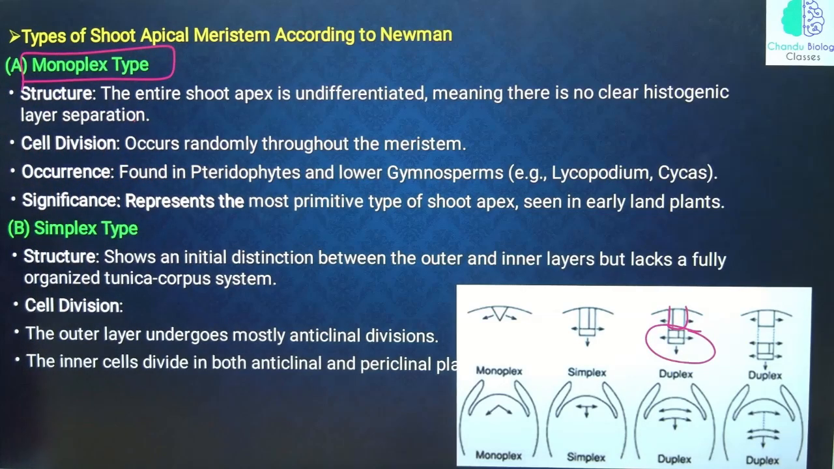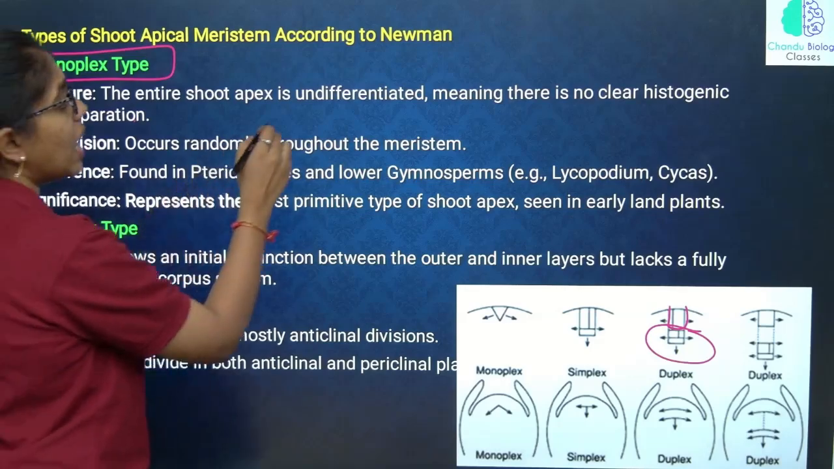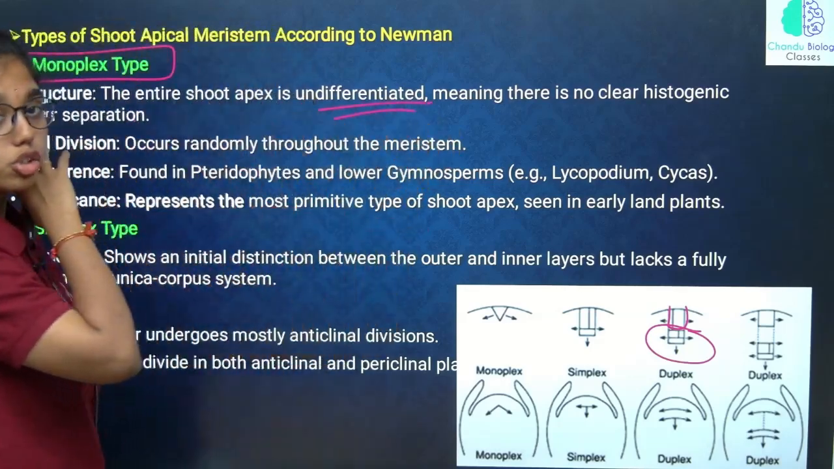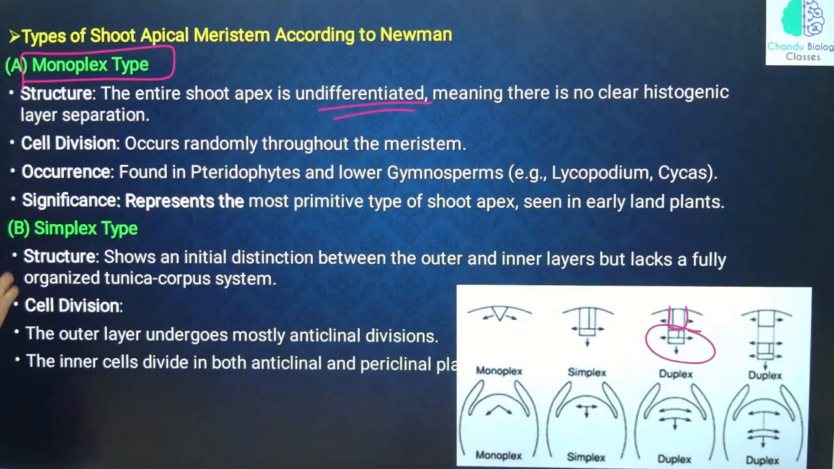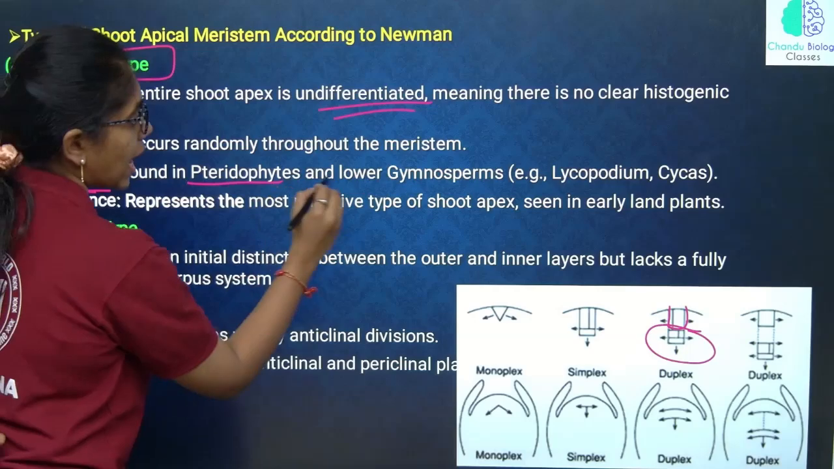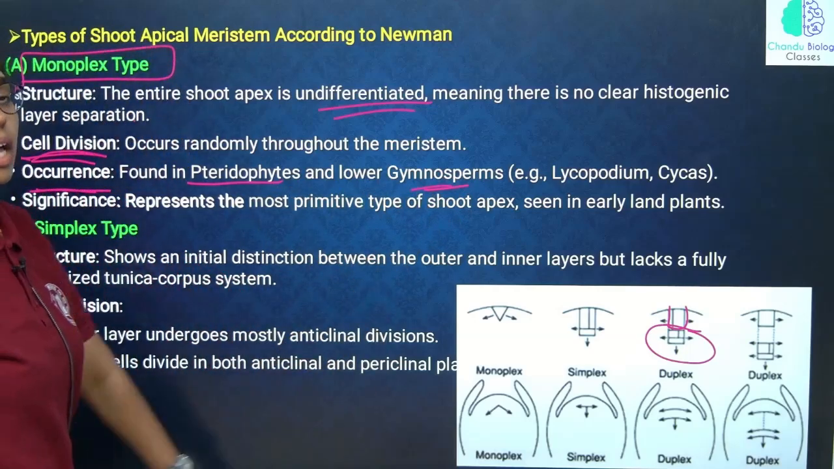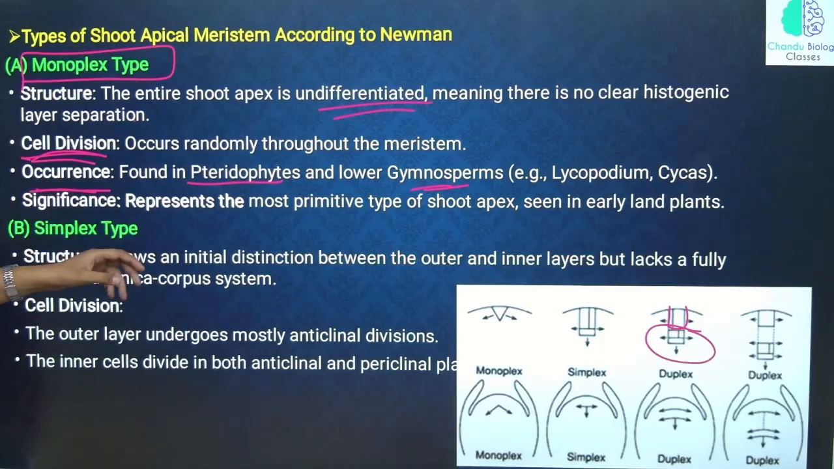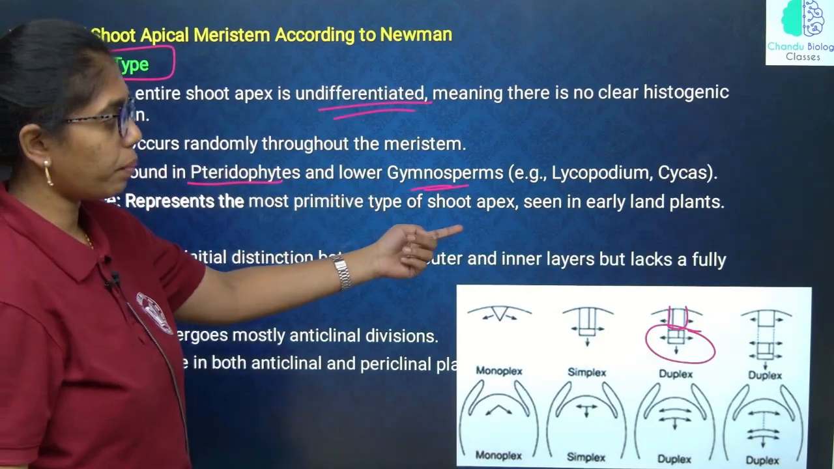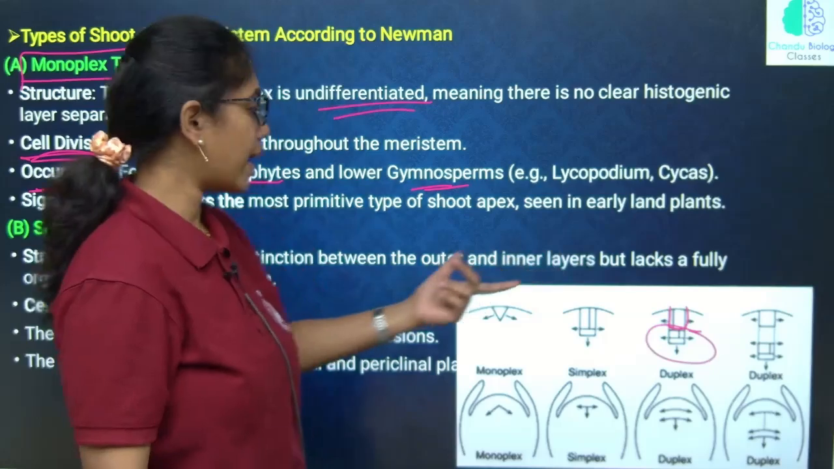In the monoplex type, the entire shoot apex is undifferentiated, with no clear histogenic cell layer separation. Cell division occurs randomly throughout the meristem. It is found in pteridophytes and lower gymnosperms like Lycopodium and Cycas. Its significance is that it represents the primitive type of shoot apex seen in early land plants.